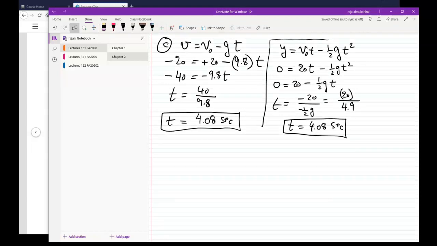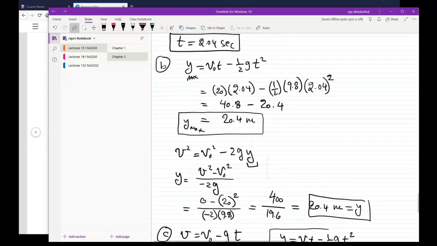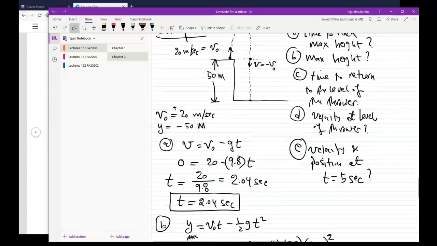Okay, now we come to part D. Let's read it again. It says the velocity at the level of the thrower. Well, we already know what it is, right? Let's suppose that we don't know. I mean, we know what it is. It's basically negative 20. But let's suppose we don't know that.